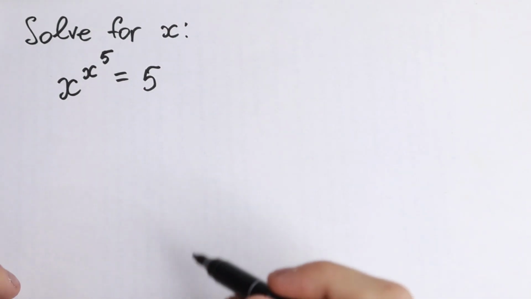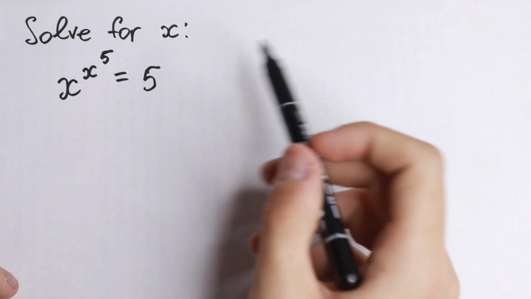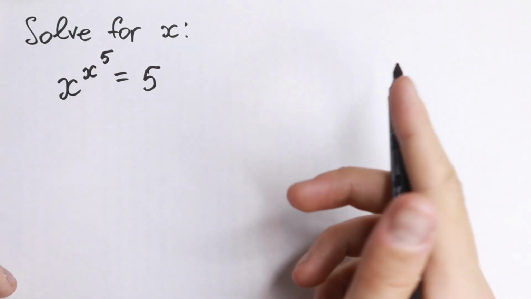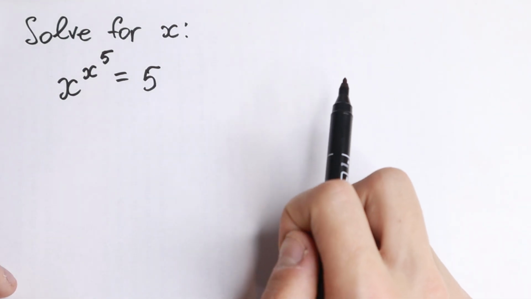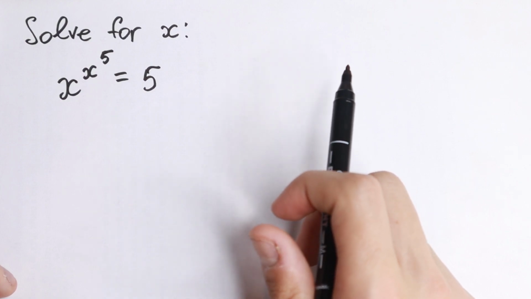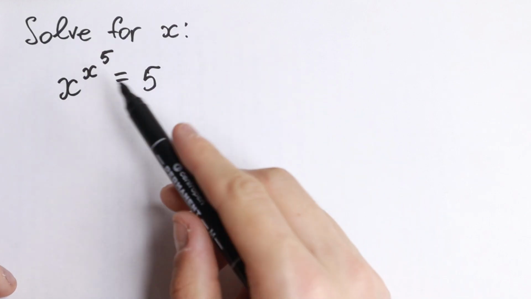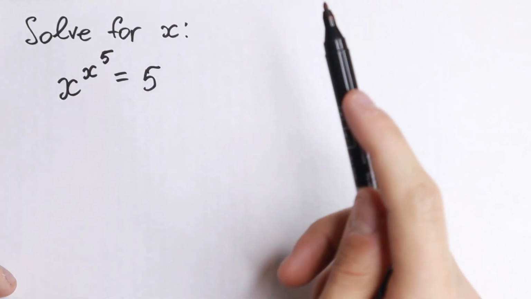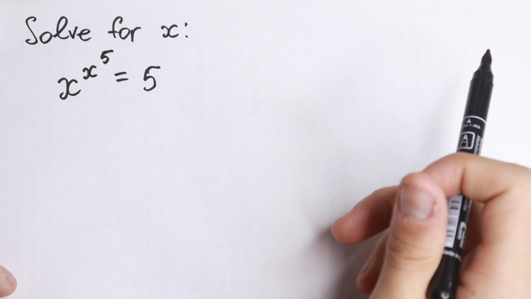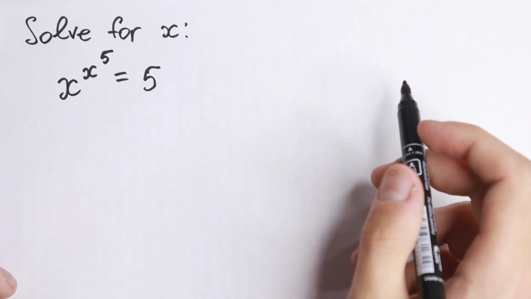Really good exponential equation. Today we have x to the power x^5 equal to 5. And how can we find our x from here? I will show you a really good trick, because there is no general method for this. We have an exponential equation, we have a power 5 right here, we have a constant. So this is not an easy equation, but I want to show you a really good trick.